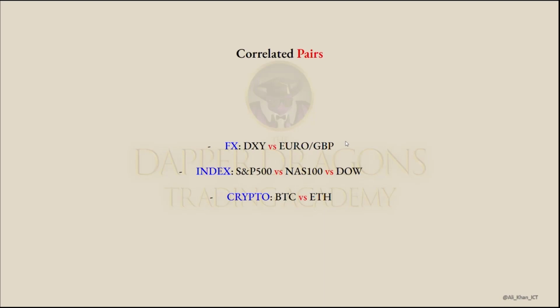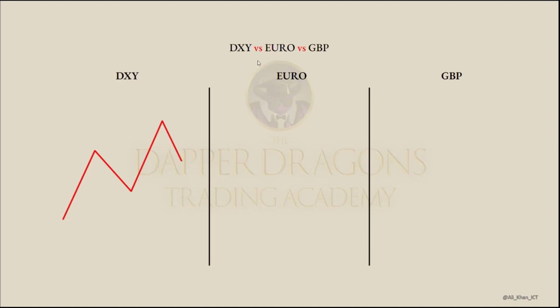So my favorite correlated pairs that I look at, which I personally trade, are: for Forex, the dollar index versus euro and the pound; the index market, S&P 500 versus NAS 100 versus the Dow; and crypto, BTC versus ETH. Now I'll go into a little bit of detail with some of these. So, dollar index versus euro versus the pound.